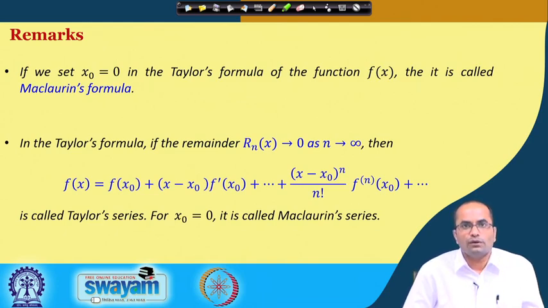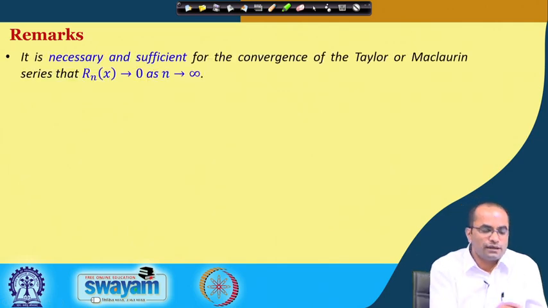And in the Taylor's formula, if this remainder goes to 0 as n goes to infinity, then we can write down that Taylor's formula in the form of a series. So, f x 0 and so on, you can continue for infinitely many terms, and this is called the Taylor series. For x 0 equal to 0, this is called the Maclaurin series.